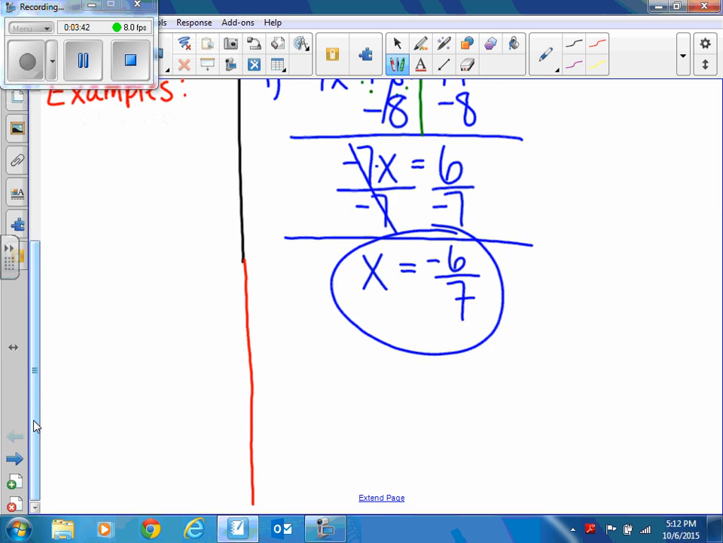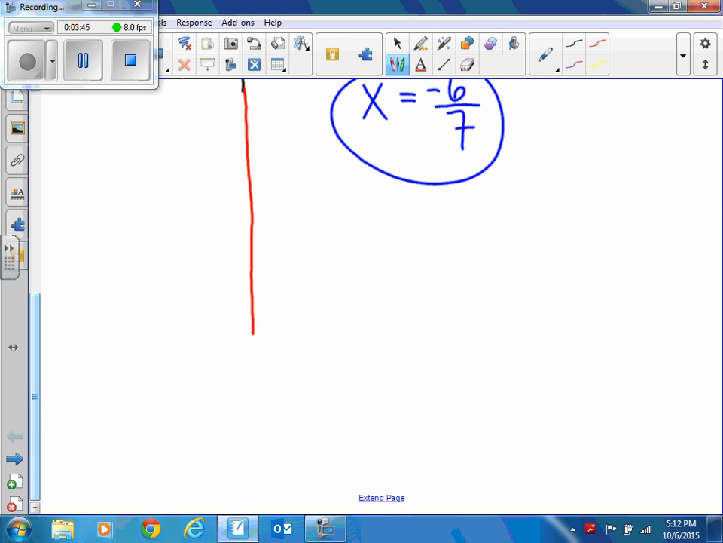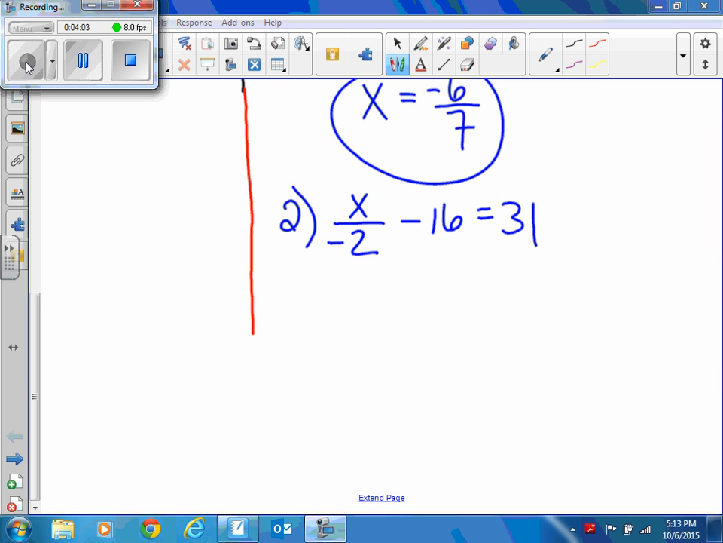Moving forward, let's look at another example. So number 2, if we have x divided by negative 2 plus 16 equals 31. The first thing we're going to do, again, is start farther away from the x and get closer to it. So the first thing is this 16, and again, this is a positive 16, so we're going to do the opposite, which is to subtract 16, and we're going to subtract 16 from both sides.